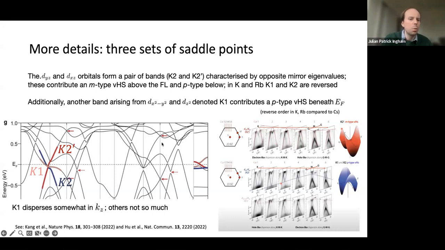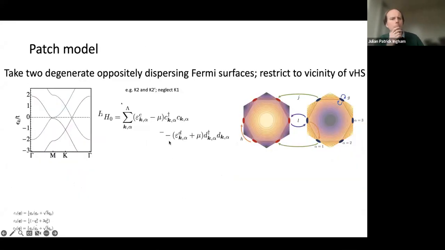This plot I've shown here is what the band structure looks like for cesium. K1 is actually a little bit closer to the Fermi level than K2. K1 disperses somewhat more in the kz direction, whereas K2 prime and K2 are fairly nested and do not disperse much in the z direction. And the fact that K2 and K1 are swapped around for cesium compared to the other two likely plays a key role in the fact that a number of the novel features seen in the cesium-based compounds are absent in the potassium and rubidium.